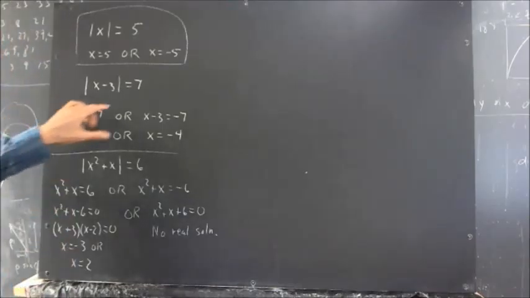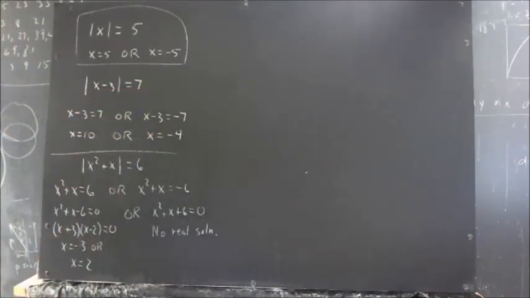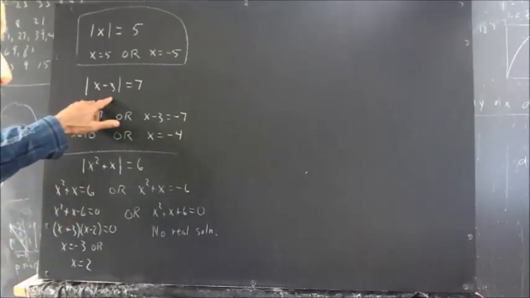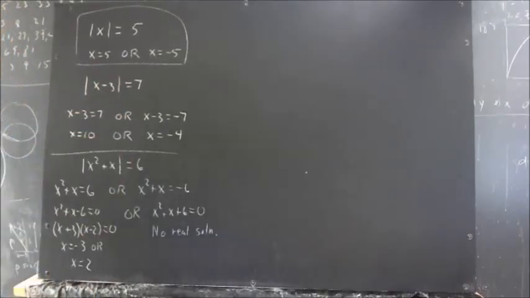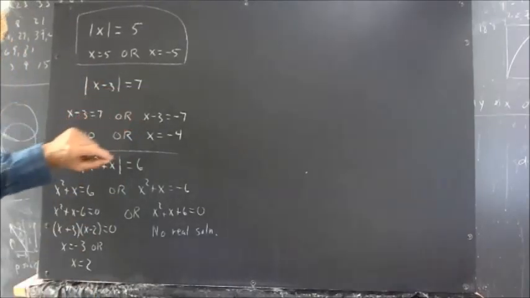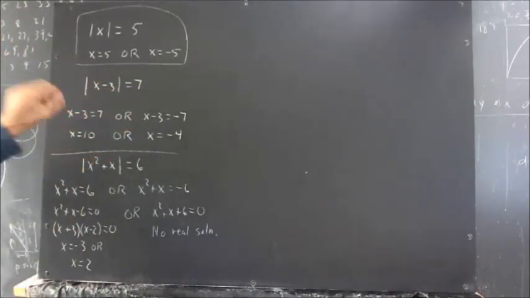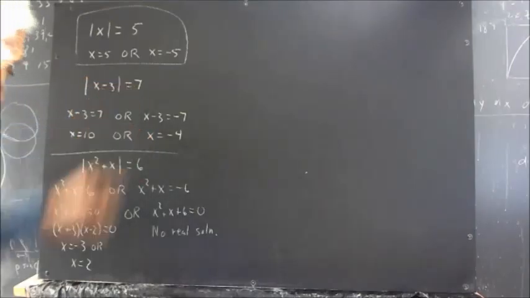So, an absolute value equality typically splits into two equalities. One where whatever's inside the absolute value is equal to the positive number on the other side, and the other where it's equal to the negative of that number.